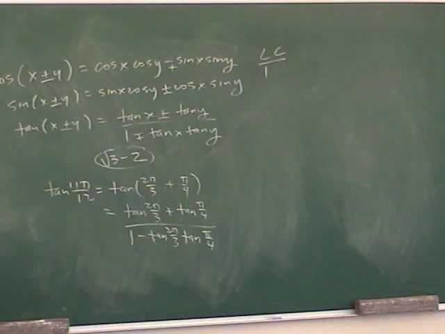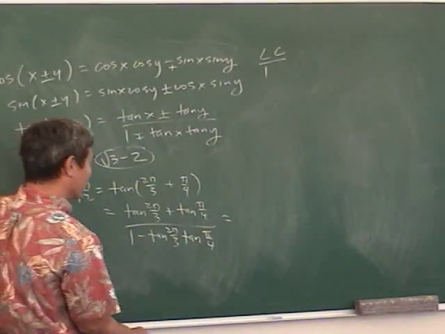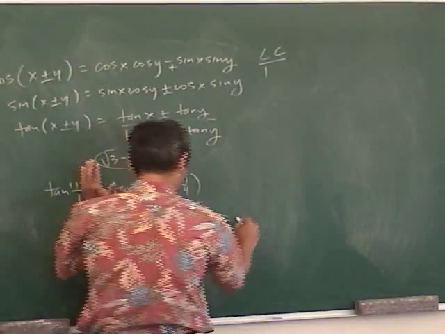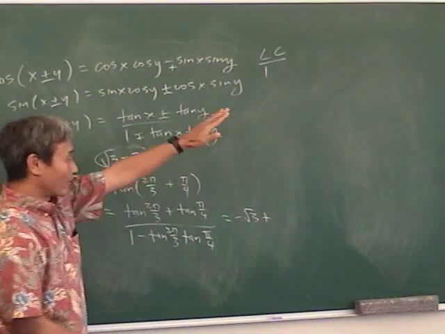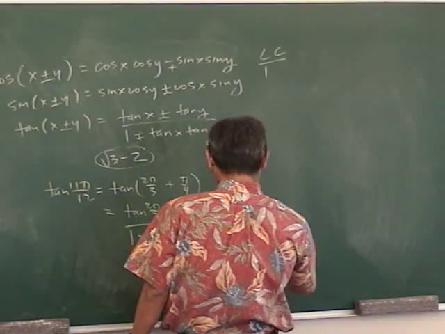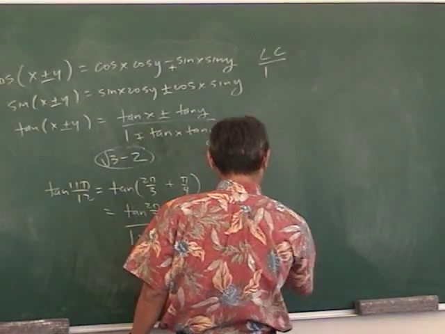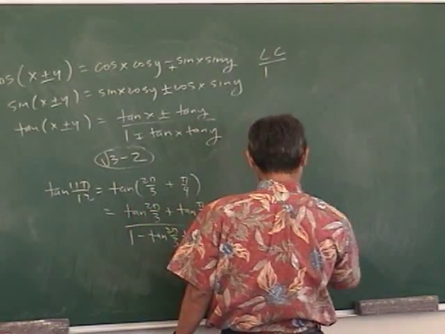And then now you just have to know your values. What is tangent of 2 pi over 3? Negative root 3. And what is tangent of pi over 4? 1. All over 1 minus negative root 3 times 1. So doesn't that come out to negative root 3 plus 1 all over 1 plus root 3?